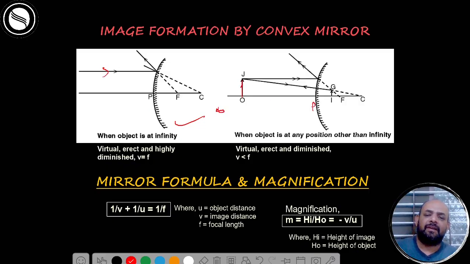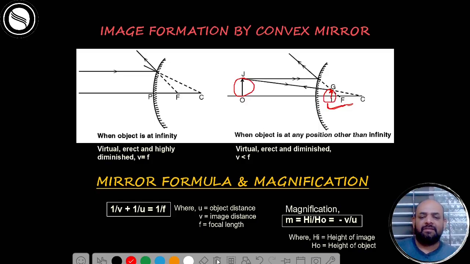If you place the object anywhere, first ray you take parallel, it will appear to pass through the focus. Second ray you can pass through the center itself. It will appear to pass through the center, and these two rays will reflect. These two are the reflecting rays. Wherever they intersect, at that point we get the image. So here we are getting this. Look, the nature of this image is, first, it is virtual because it is on the right hand side, behind the mirror. And second, it is smaller than the object, and it is erect because it is virtual, meaning it is erect.